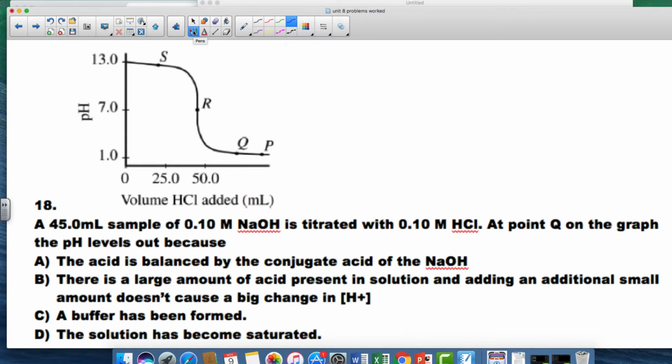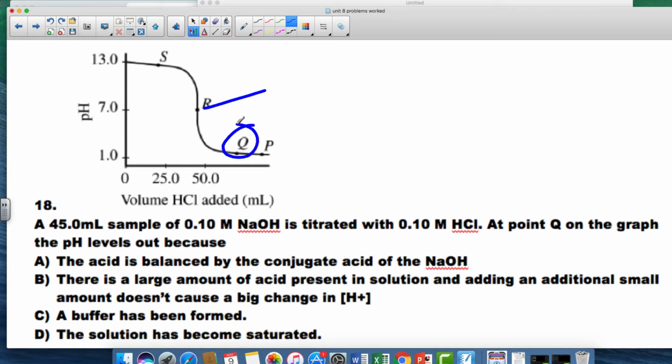Number 18 is another good example of why students need to be able to analyze and think about titration curves. Give them the graph first, make them say whether a weak base, a strong base, a weak acid, or a strong acid is being titrated. Make them tell you what points S and R are. R is going to be the equivalence point, but the question asks about point Q.